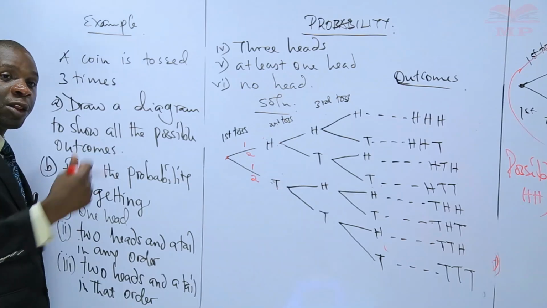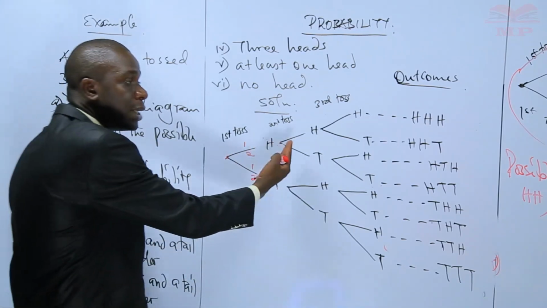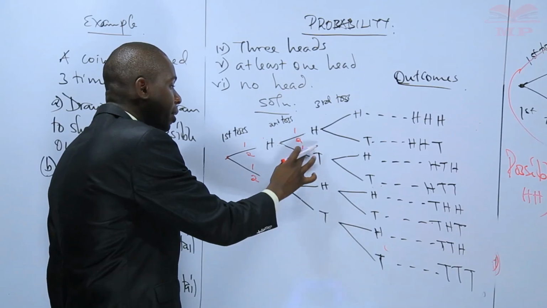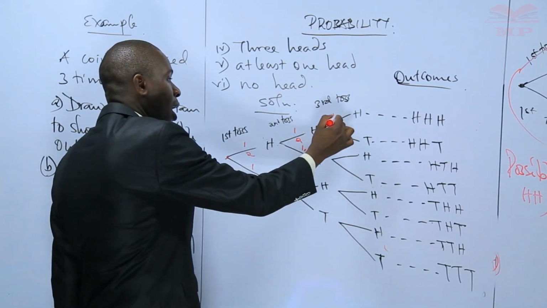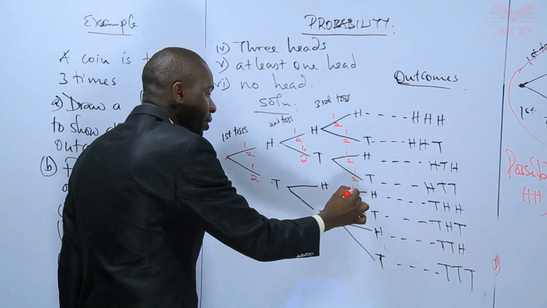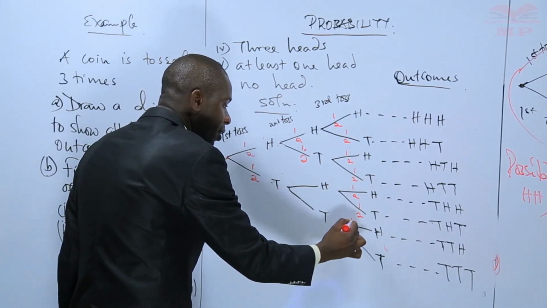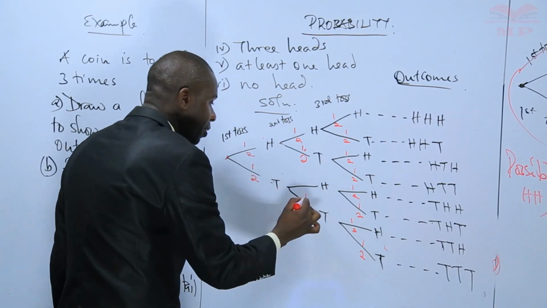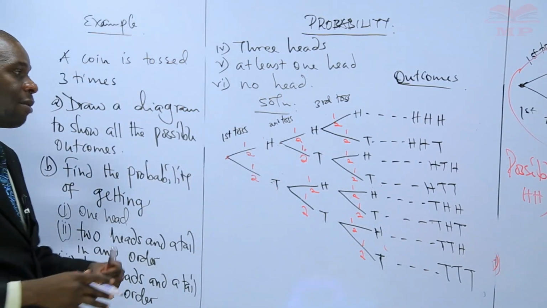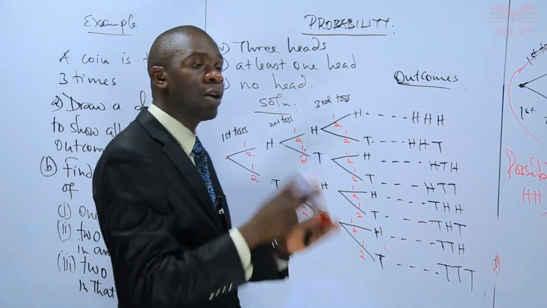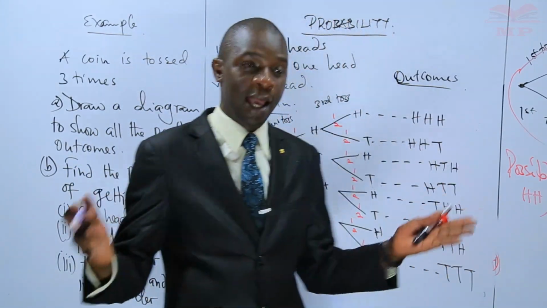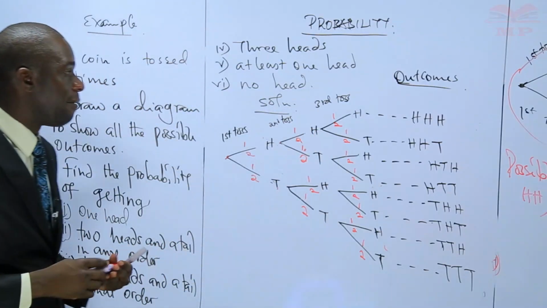In your second throw, if you are throwing a coin, there's no relationship with the first throw. So probability remains a half, a half, a half. All the chances are a half, meaning in every instance there is equal chance of getting a head and equal chance of getting a tail. That's why we are saying half, half.